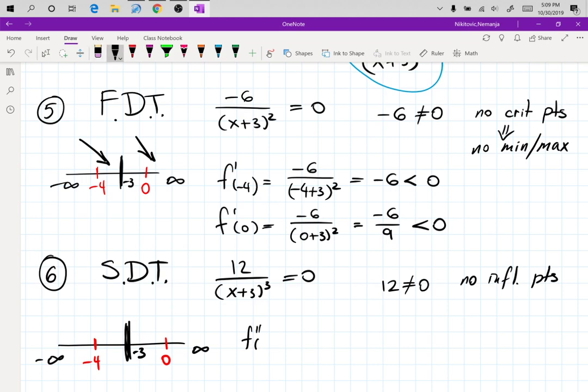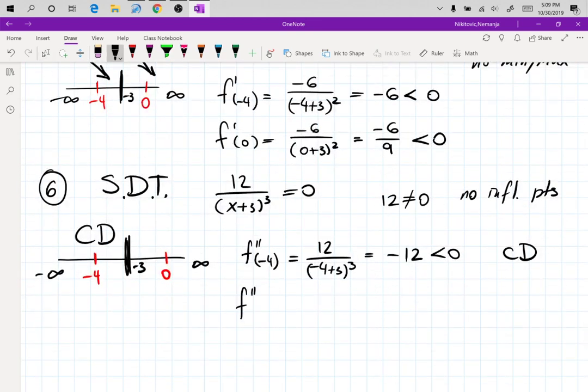And that's f double prime at negative 4, which is going to be 12 divided by (negative 4 plus 3) cubed. Now cubes preserve the sign. So that's negative 1, cubed is still negative 1. So this is going to be negative 12, which is less than 0, concave down.